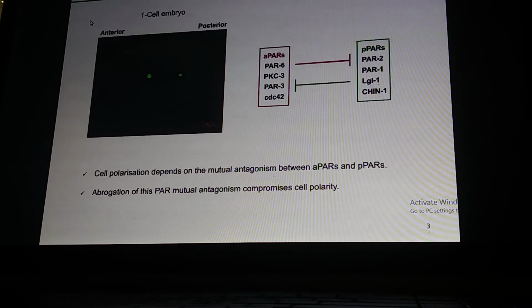And so at the core of this polarization process is this principle of mutual antagonism between the anterior and the posterior PARs. What this means is that these two sets of proteins cross-inhibit each other from being able to bind to the plasma membrane. Abrogation of this PAR mutual antagonism compromises the ability of the cell to polarize correctly. PAR polarity is an essential step at the beginning of worm embryogenesis, and we know it controls many downstream pathways.